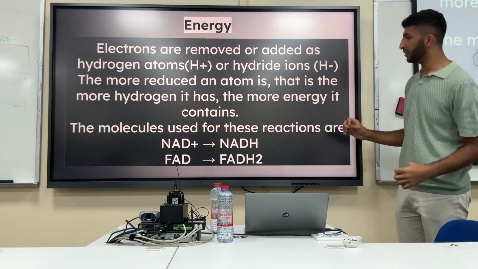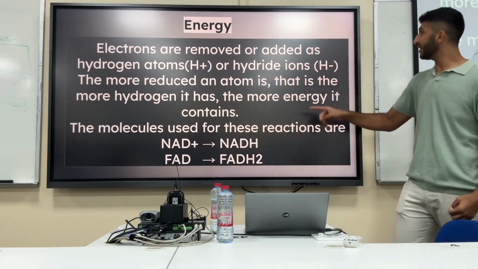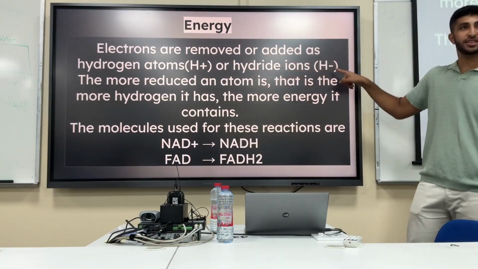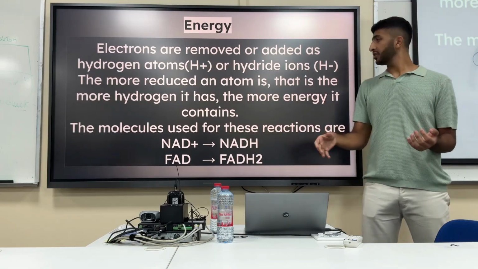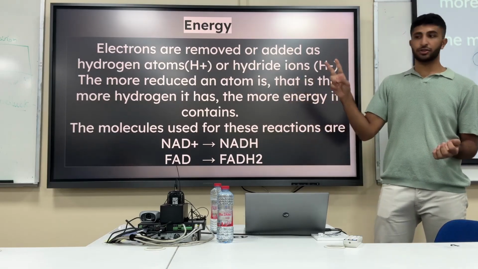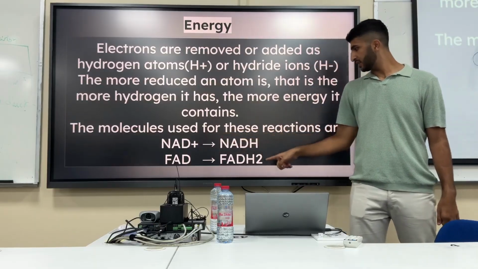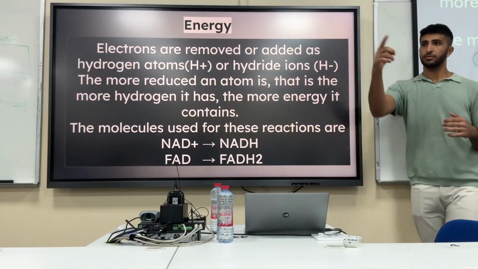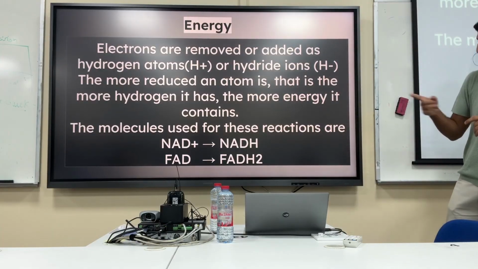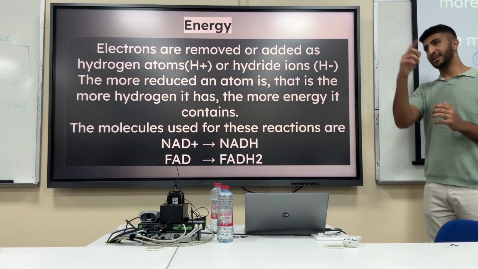We use two molecules, mostly NAD plus and FAD. They take a hydride ion, which is an H minus ion, which is a hydrogen with a proton, a neutron, and 2 electrons. That's why it's negative. And here you can see that it becomes NADH and FADH2. Which is the oxidized one and which is the reduced one? Reduced is FADH2, and oxidized is NAD. Why? Because the reduced has more hydrogen ions. Exactly. Thank you.